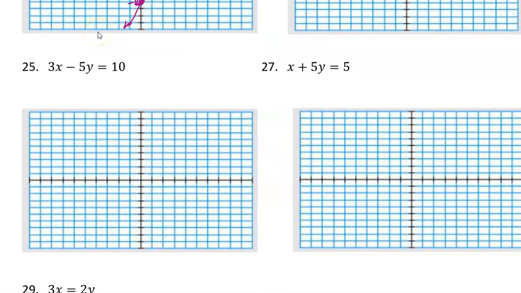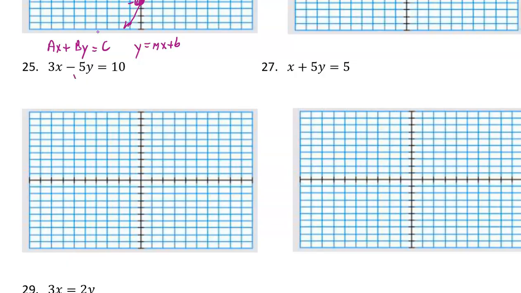Number 25, this is not slope-intercept form. This one is called standard form. This one looks like ax plus by is equal to c, where a, b, and c are integers. That's called standard form. We want y equals mx plus b, so we need to rearrange it.